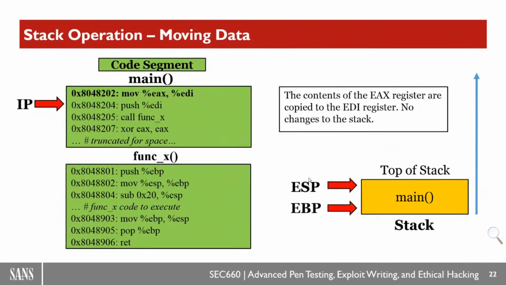So we've got two different segments of memory, meaning they're in different memory regions, different virtual address regions in the same process. You've got the code segment, which is executable. We've got this instruction pointer that points to the next virtual memory address where code execution will continue. And we've got the instruction that we're currently executing, which is move EAX into EDI.